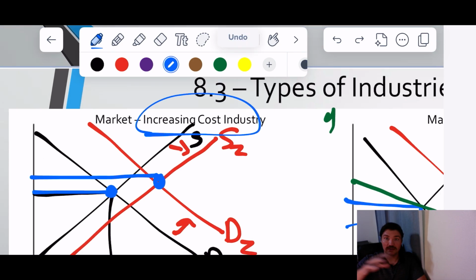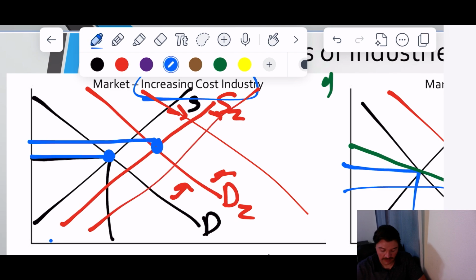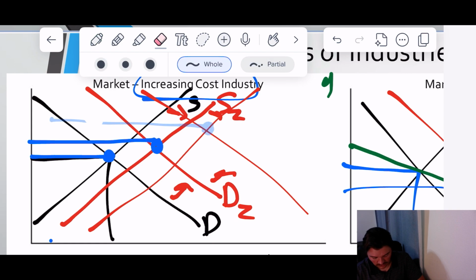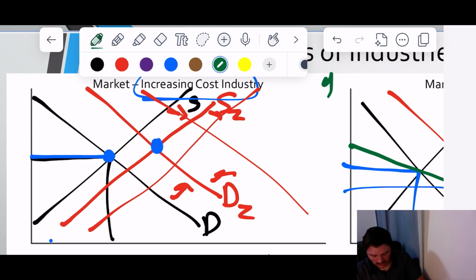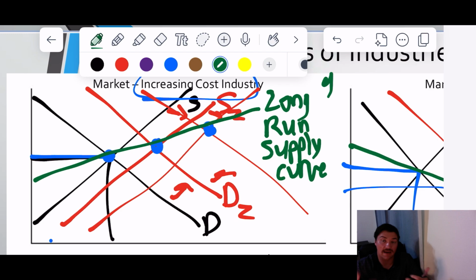If I were to do this again and create more demand and more supply, again, the cost is higher. If I were to connect all of these equilibriums, I'll do it in green, notice that this supply curve is increasing. This is our long run supply curve, showing us that when we have this long run adjustment and we connect all of those together and see an increasing supply curve, this is an increasing cost industry.